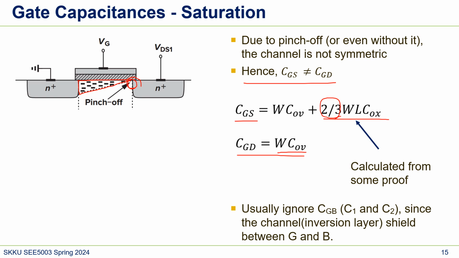So the key point here is that in the saturation region, CGS and CGD are not the same because of the shape of the channel. Even though their overlap capacitances are the same, because of the shape of the channel, which is not symmetric, CGS has some more capacitance. Again, here the same, C1 and C2, which is C gate to bulk, we still have the channel, and that channel shields the charge between gate and bulk, so we can just ignore CGB.